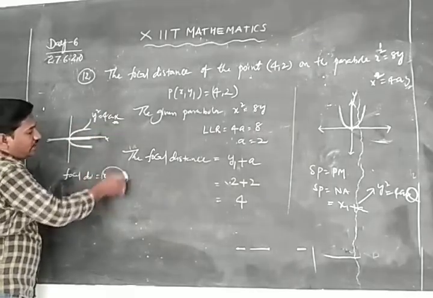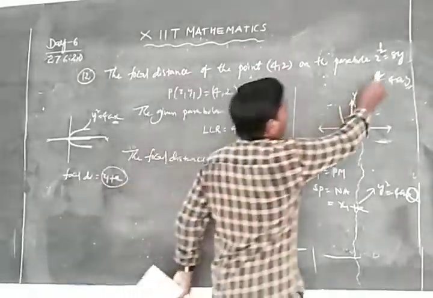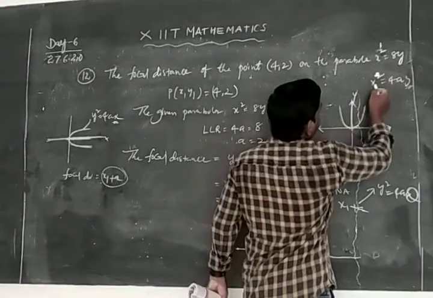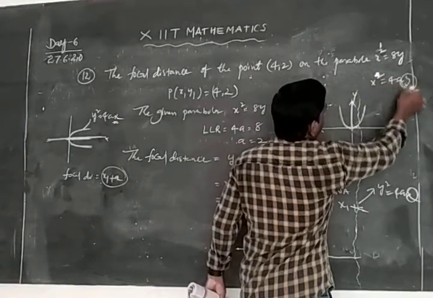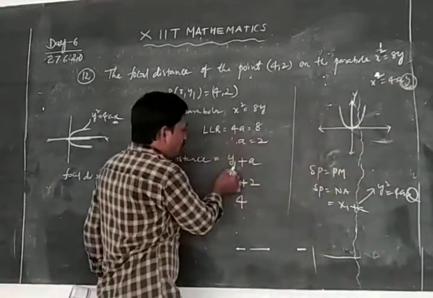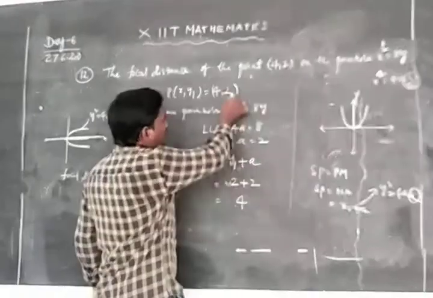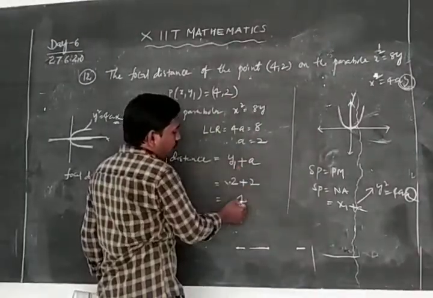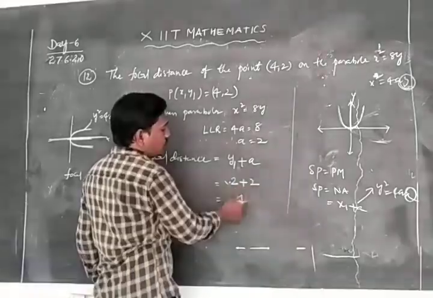Here what is given? X square is equal to 8y. That means x square is equal to 4ay. This is y. That's why y1 plus a. y1 value 2 and a value 2. 2 plus 2, 4.